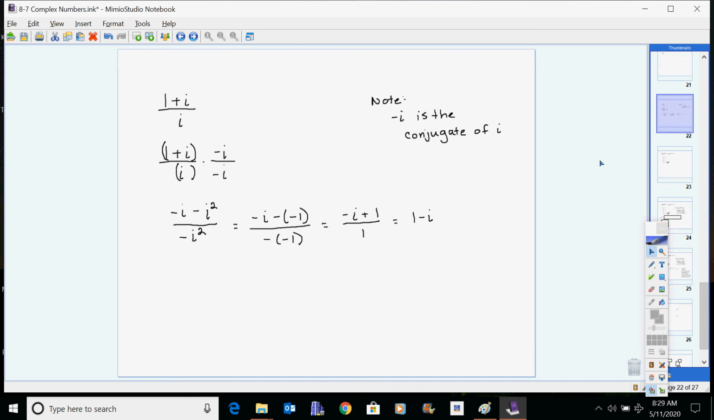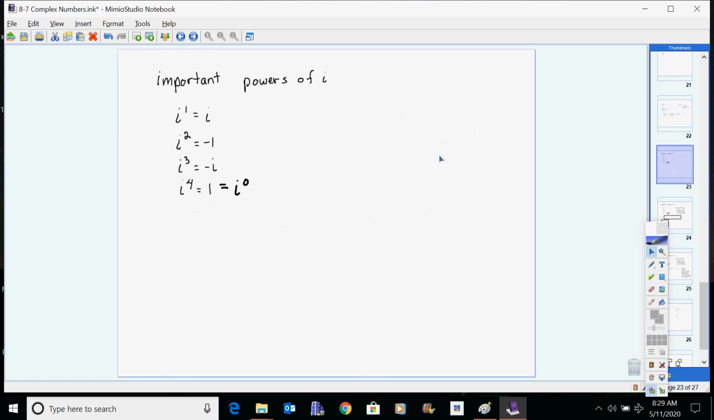Now, we need to be able to simplify powers of i. i to the first is just i, to the second is i squared. But we need to be able to think about what happens when we get i to the third or i to the fourth power. Okay, i squared is -1. i to the third is really just i squared times i, which is -1 times i. i to the 0 power, just like anything else to the 0 power, is 1. But so is i to the fourth power.